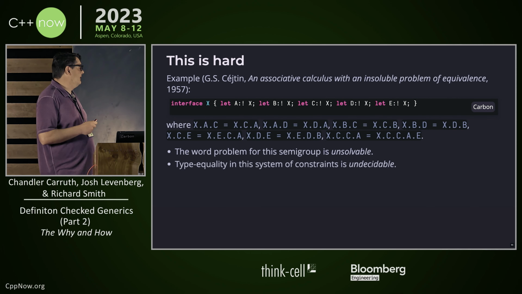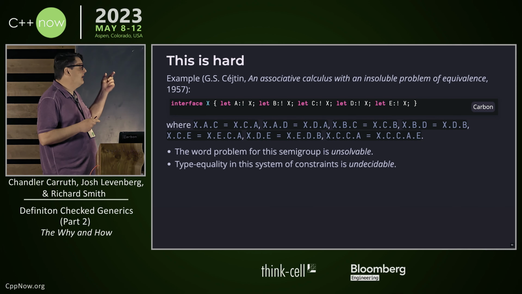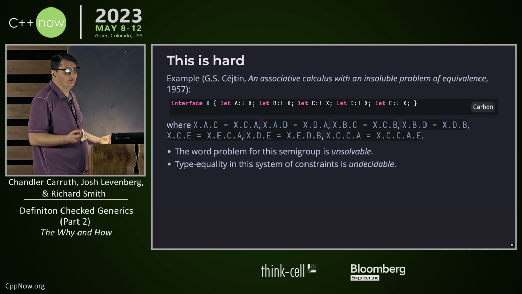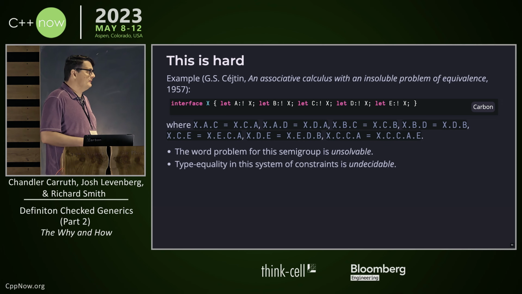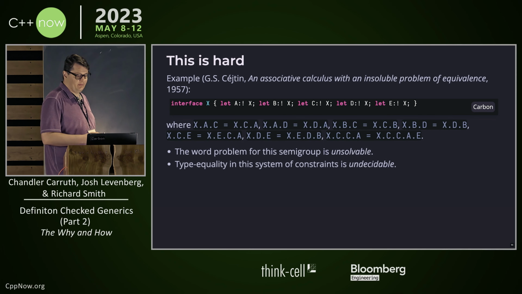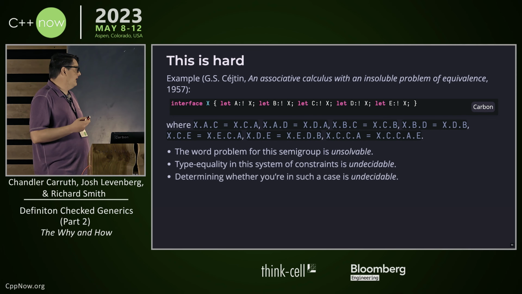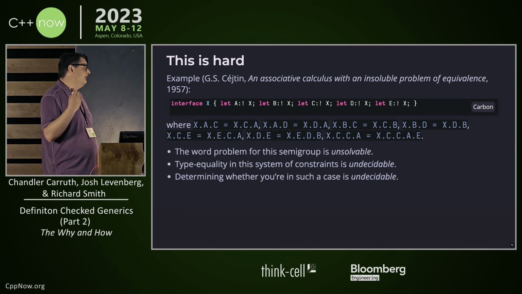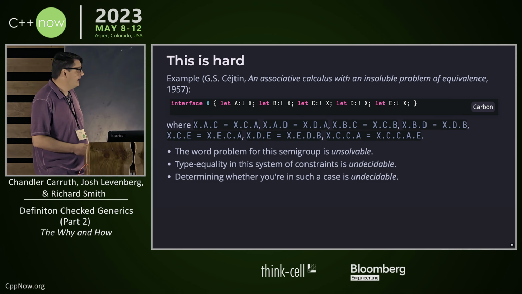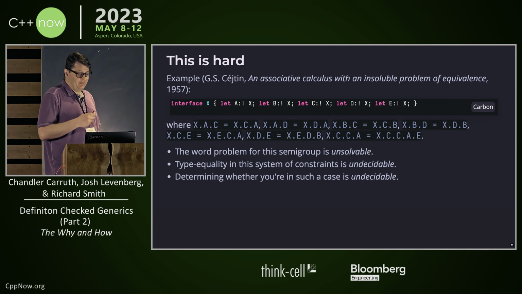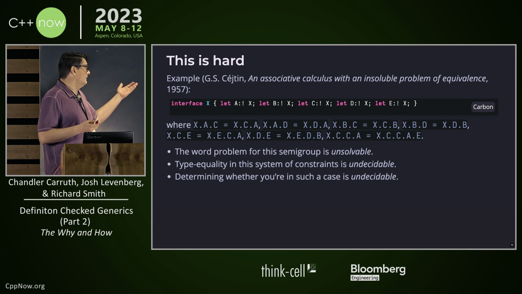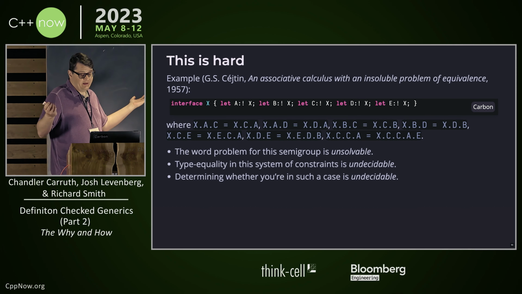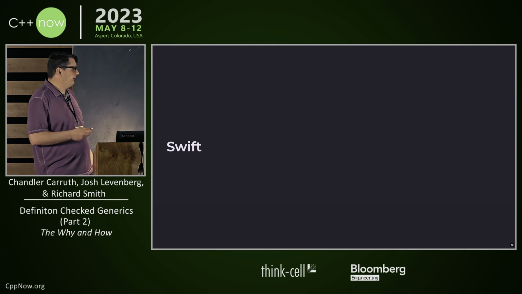And that means that type equality in this system with this set of constraints is undecidable. We cannot determine whether two types are the same in general. And worse than that, even telling whether you're in a case like this, whether you're in one of these hard cases that has an undecidable word problem, is itself undecidable. And yet, Swift and Rust both allow you to model this in their type system. So what do we do? Let's look at Swift first.